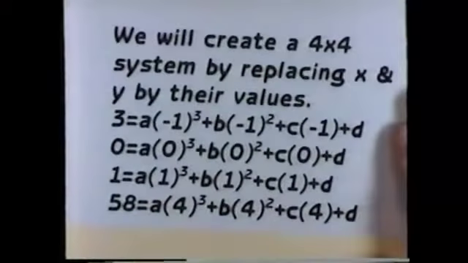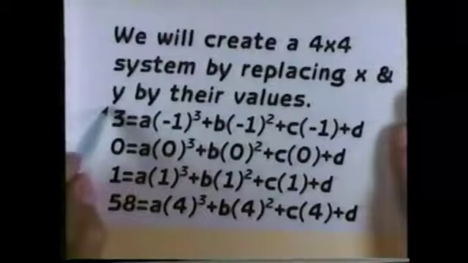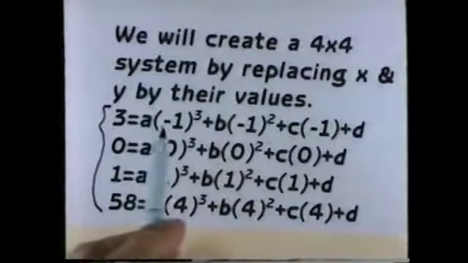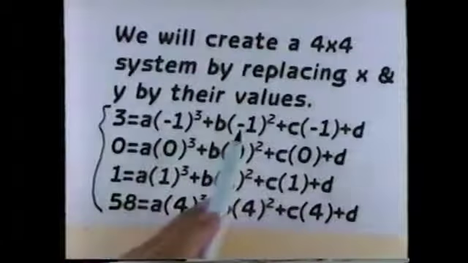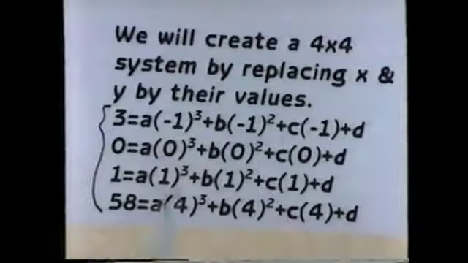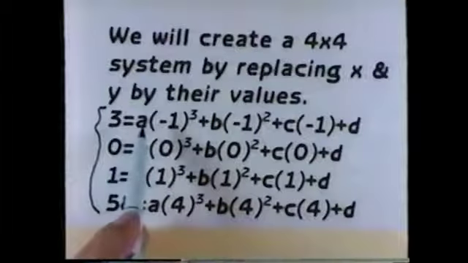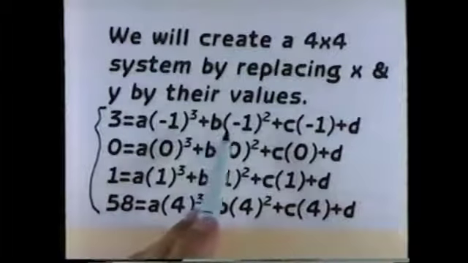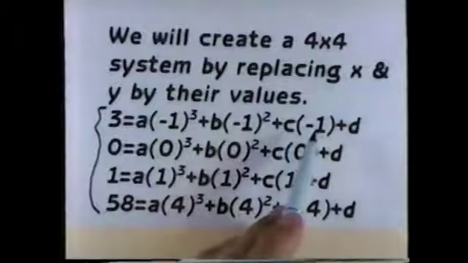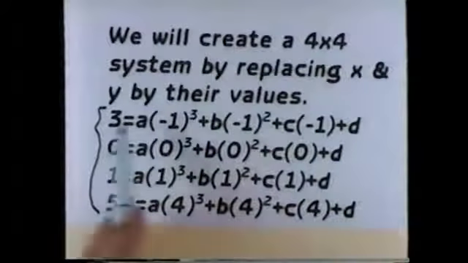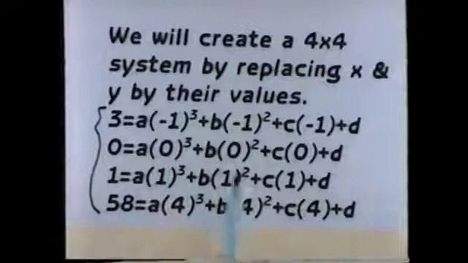So making the substitutions, we get 4 equations having 4 unknowns. And the 4 unknowns are your coefficients a, b, c, and d. So I have for the first equation 3 is equal to a times -1 cubed plus b times -1 squared plus c times -1 plus d, because I replaced x by -1, y by 3. And you can see the other equations that were formed in a similar manner.